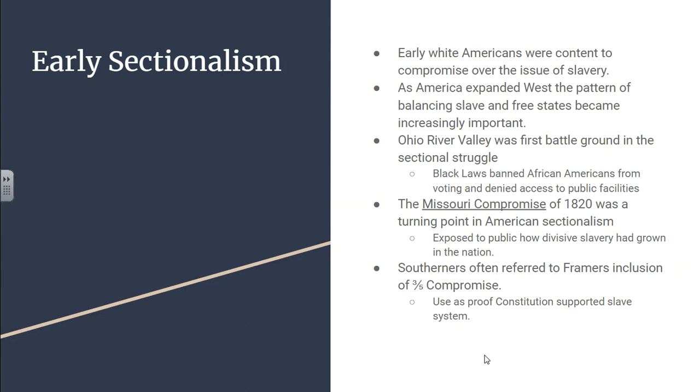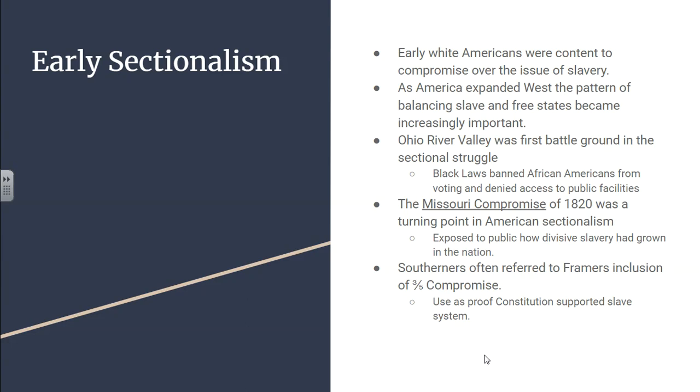Okay, so for pretty much the first portion of United States history, leading up to the Civil War, about to 1820, Americans were pretty content to just compromise over this issue of slavery. And Northerners, for the most part, absolved themselves from the issue, although we know that they were very deeply involved in the institution of slavery via the Market Revolution in the North and factories and all those types of things that we've been really reiterating over the past couple months.